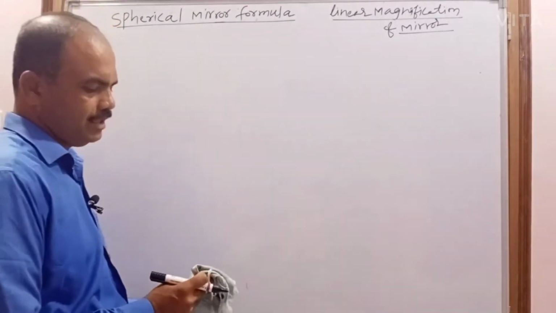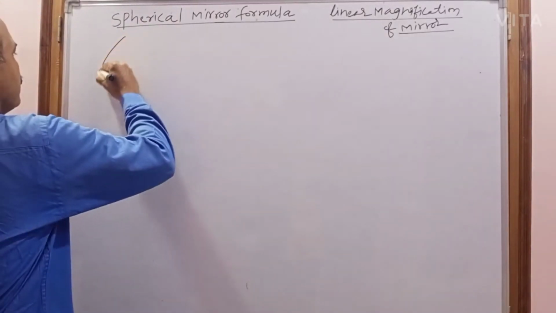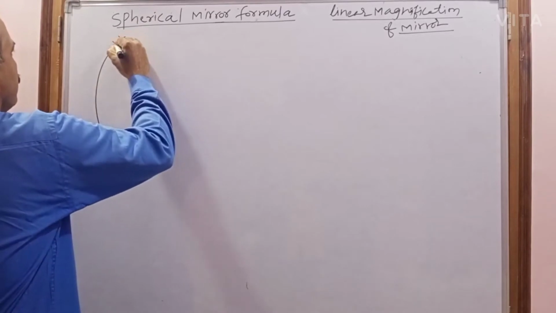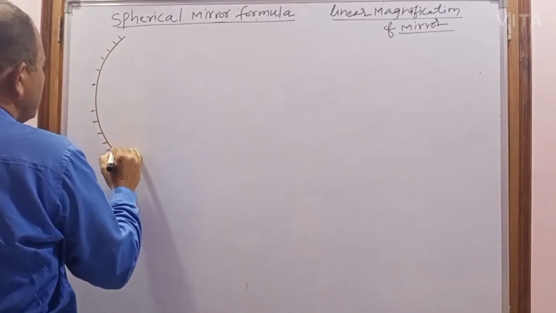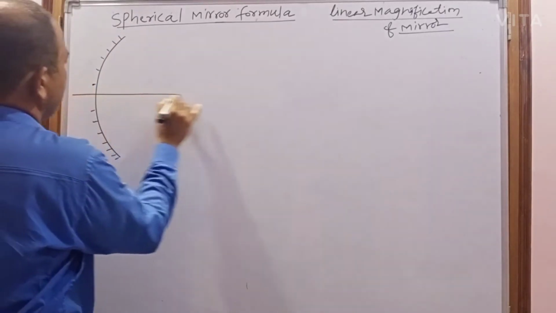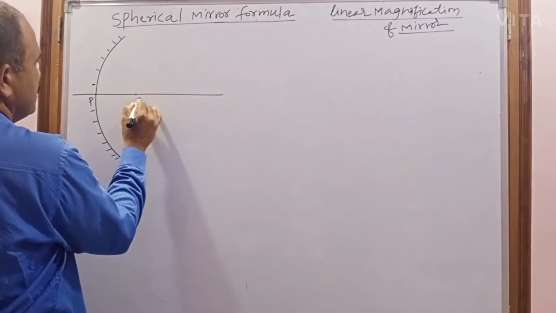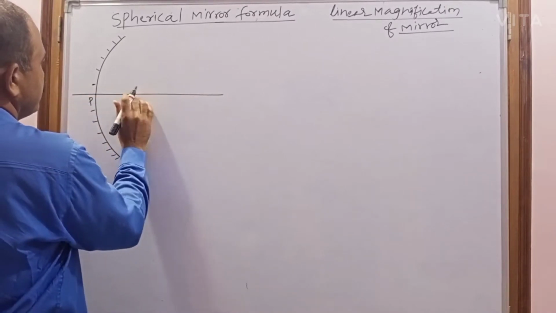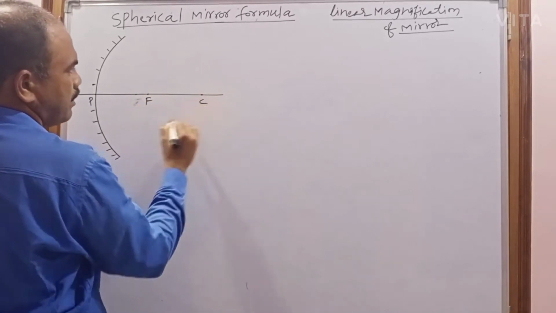So to find the relation between them, I am taking a concave mirror. First of all I am going to derive the mirror formula using a concave mirror, which is also applicable to convex. Now let it be a concave mirror. This is the pole of the concave mirror, this is considered the focus, and this is the center of curvature.